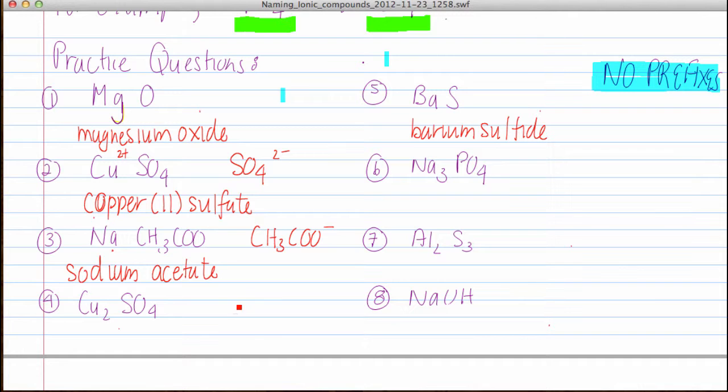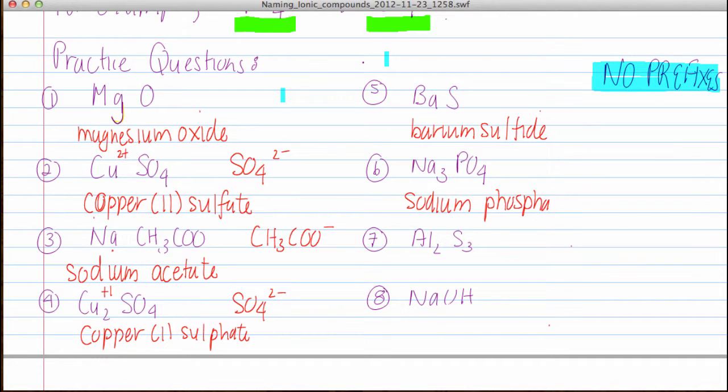The last one here, again, we have sulfate, and this time we have 2 coppers. So I will know it's got a +1 charge, so it's copper(I) sulfate. Number 6, again, it's sodium, and the PO4 is phosphate. Okay, next one, number 7 is aluminum, and it's sulfide. And the last one here we have sodium, and OH is a hydroxide ion, so it's sodium hydroxide.